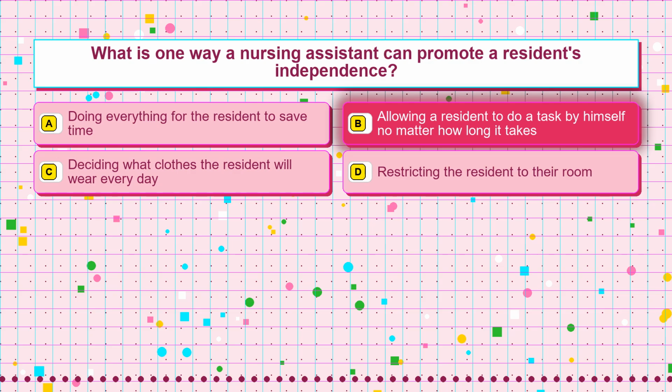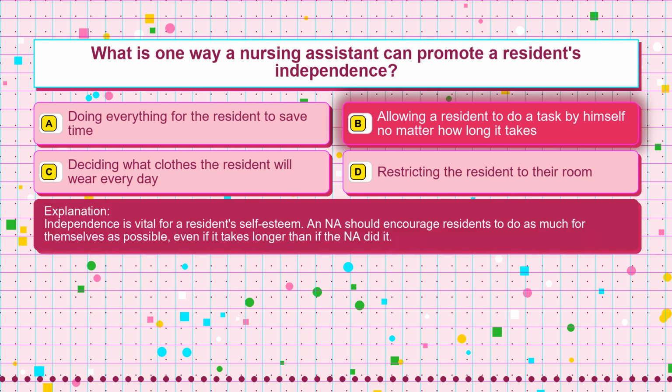The correct answer is option B, allowing a resident to do a task by himself no matter how long it takes. Independence is vital for a resident's self-esteem, and NA should encourage residents to do as much for themselves as possible, even if it takes longer than if the NA did it.